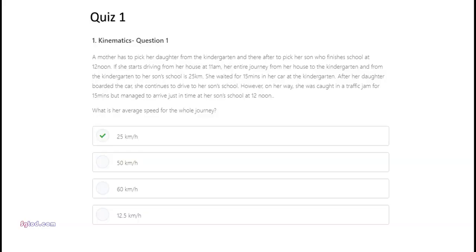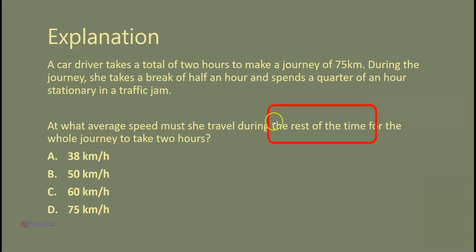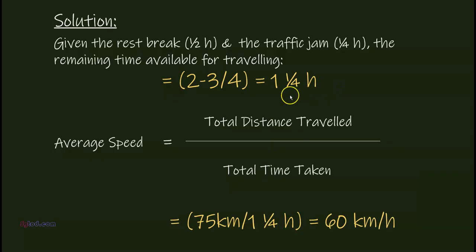In the quiz question that you did, the question asked for the average speed for the whole journey. So the total time was from 11 a.m. to 12 noon, that is 1 hour. Whereas in this question, it specifically asked for the average speed for the rest of the time. The rest of the time means taking 2 hours minus the half hour that she took a break and minus the quarter hour that she was at the traffic jam, which equals 1.25 hours. Hence, the average speed is computed by taking the total distance of 75 kilometers divided by the rest of the time, that is 1.25 hours. The answer is 60 kilometers per hour.